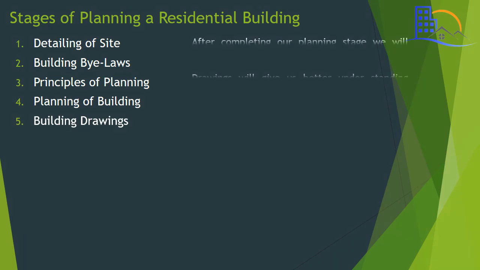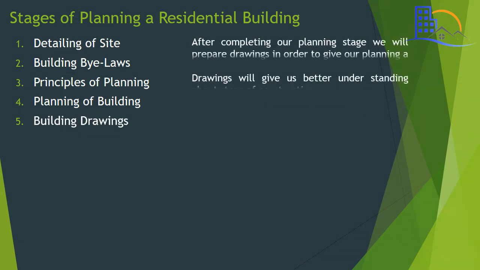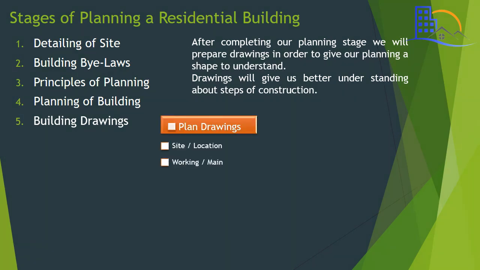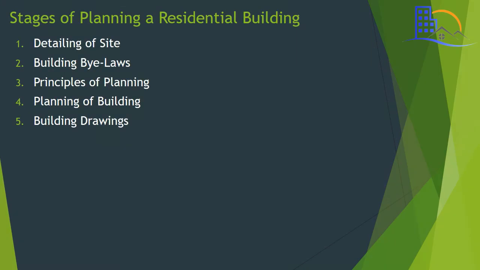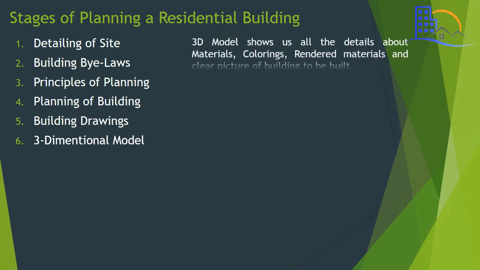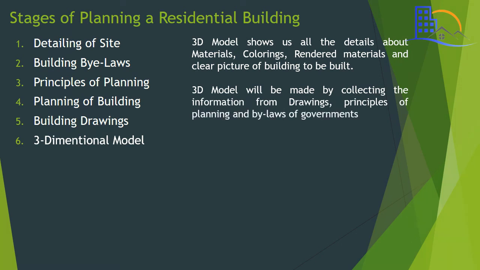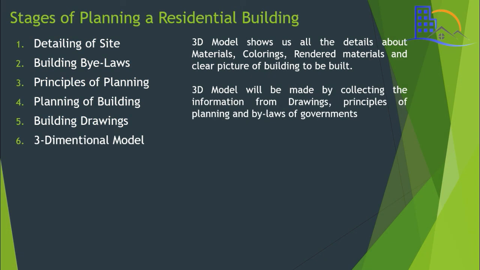After completing our planning stage, we will prepare detailed drawings in order to give our planning a shape to understand. Drawings will give us a better understanding of the steps of construction. The 3D model shows us all the details about materials, coloring, rendered materials, and a clear picture of the building. The 3D model will be made by collecting the information from drawings, principles of planning and bylaws.